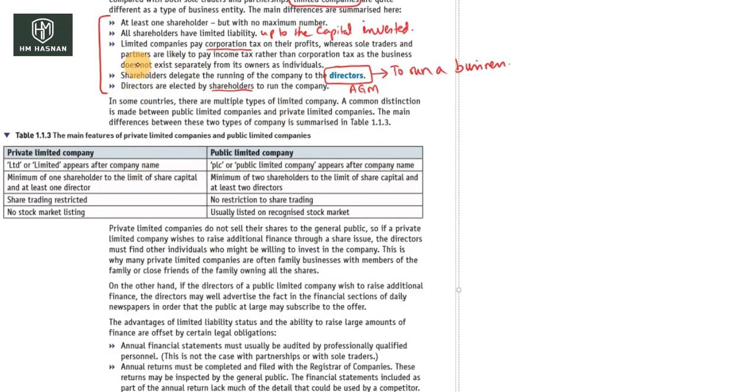The director will be from the shareholders. From the shareholders, anyone can be a director, or the director can be outsourced, or the director can be a stranger rather than a shareholder.